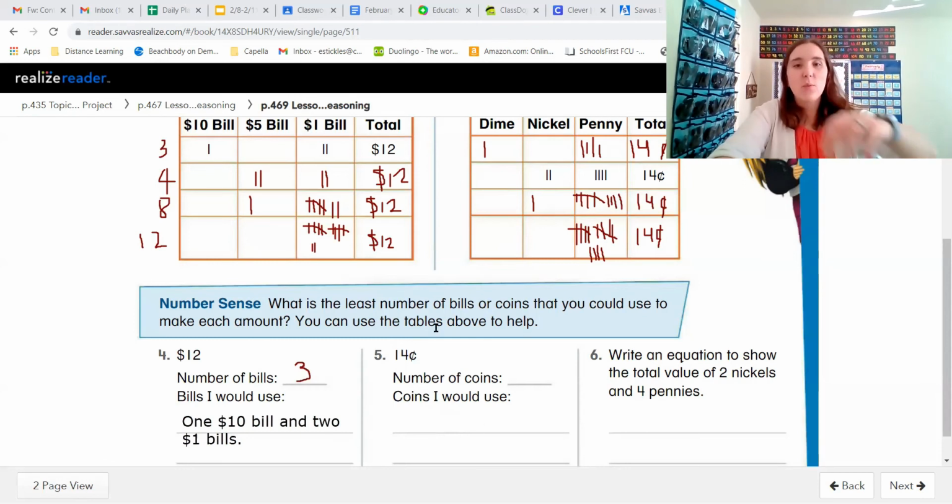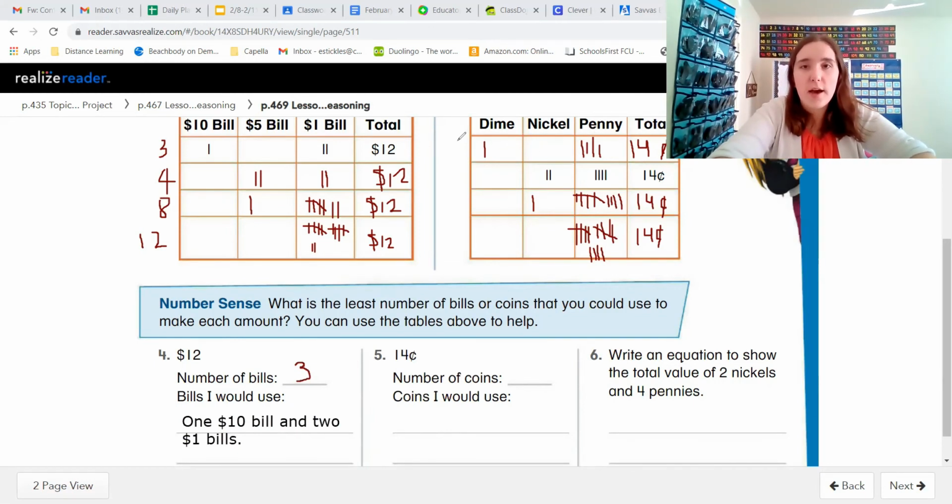Okay, we're doing 14 cents. So if I look at my chart up here, my first way uses 1, 2, 3, 4, 5 coins. My next way uses 4, 5, 6 coins. The next way uses 5, 6, 7, 8, 9, 10 coins. And my last way uses 14 pennies, so 14 coins.